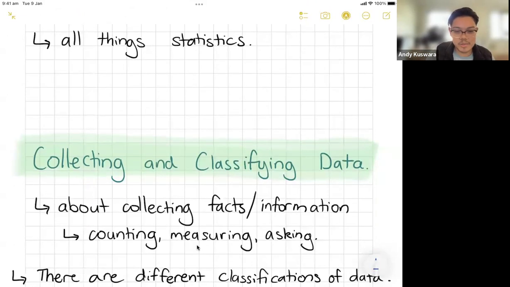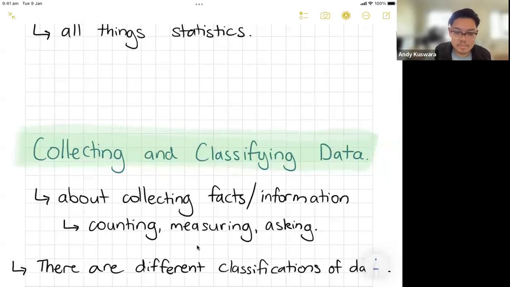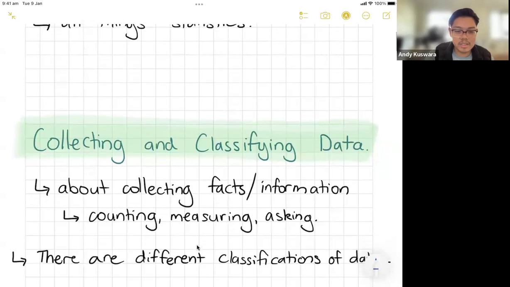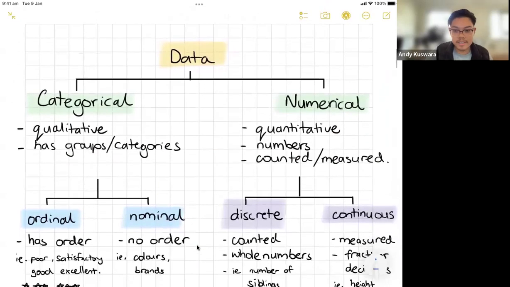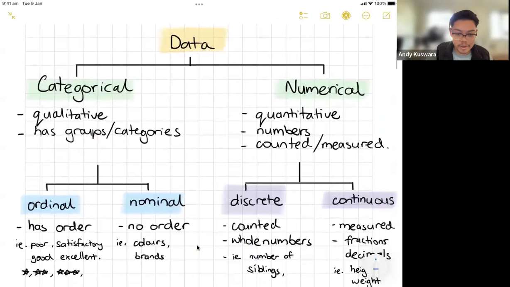The way that we do this is you can count, you can measure, you can ask, survey, that kind of stuff. Now, the first part here is probably the most used part in the HSC. It's talking about classifying data. It comes up in multiple choice quite a lot. Now, I know this looks full on, but I'm going to break it down.